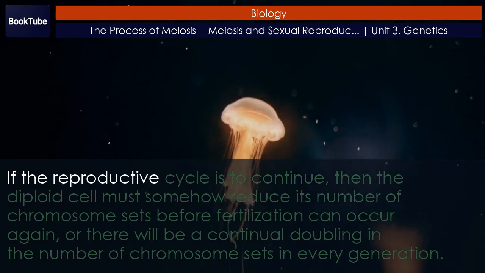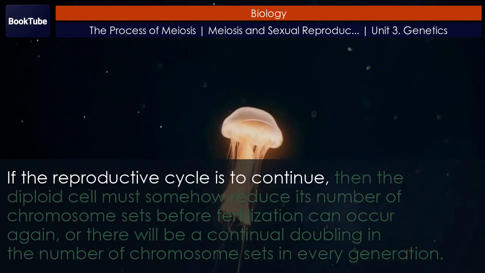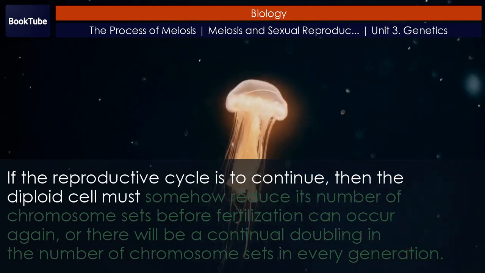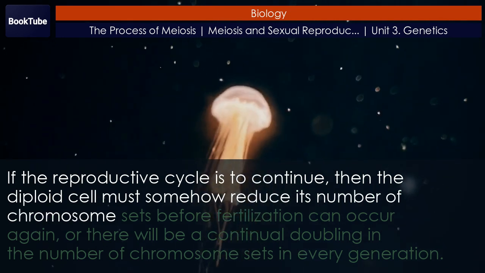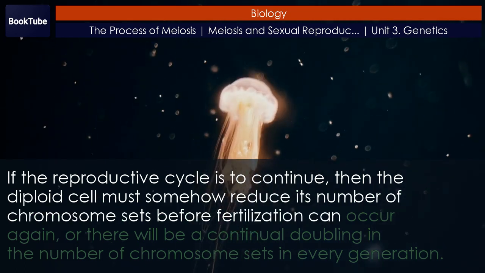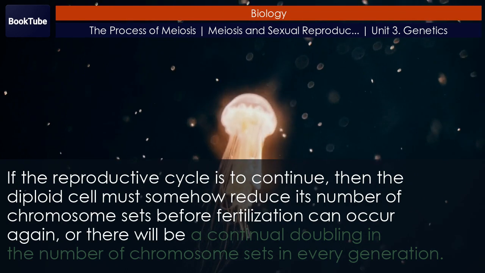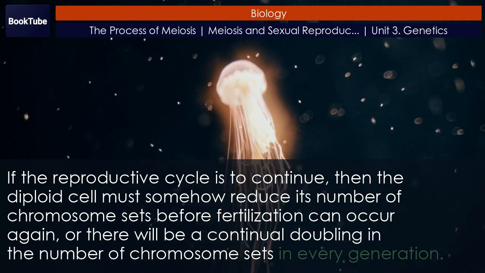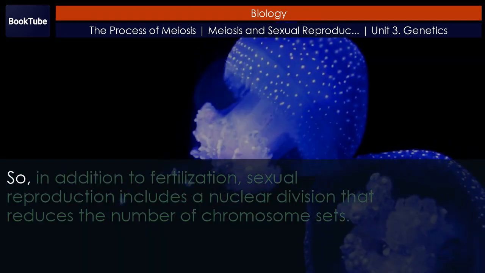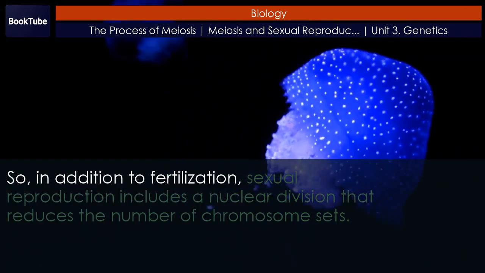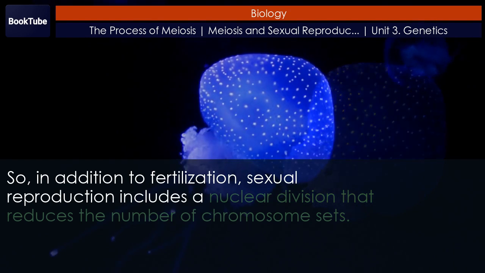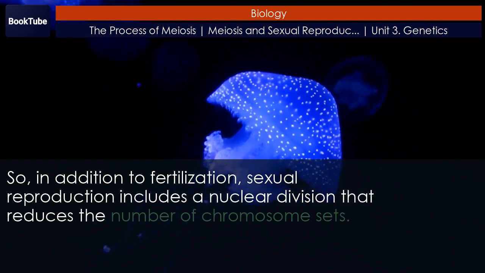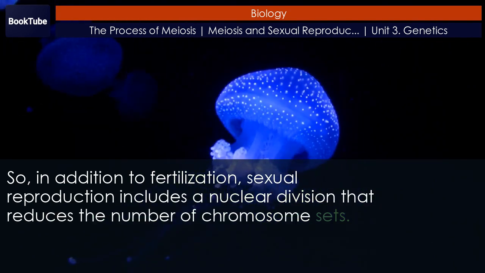If the reproductive cycle is to continue, then the diploid cell must somehow reduce its number of chromosome sets before fertilization can occur again, or there will be a continual doubling in the number of chromosome sets in every generation. So, in addition to fertilization, sexual reproduction includes a nuclear division that reduces the number of chromosome sets.